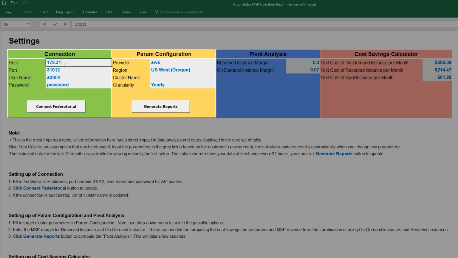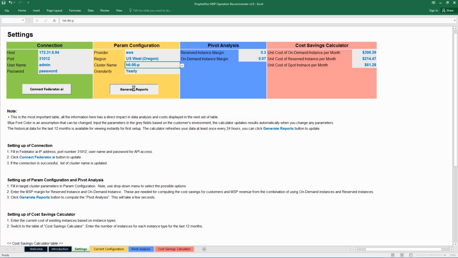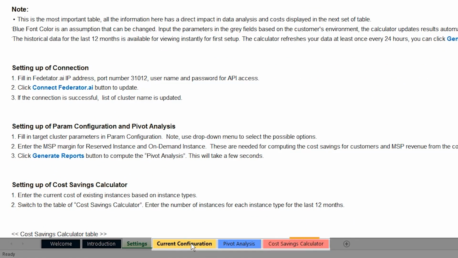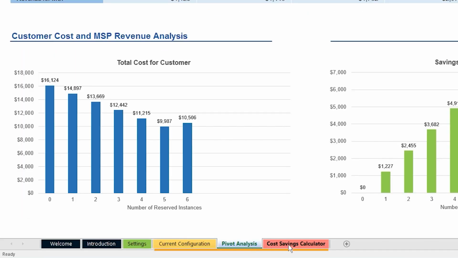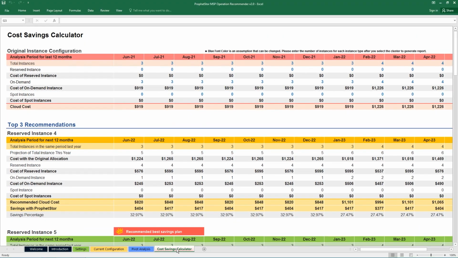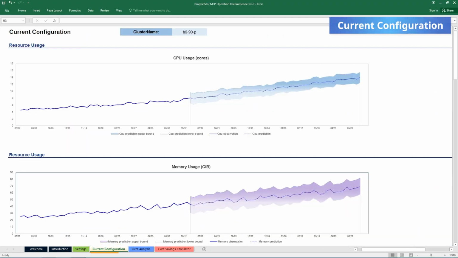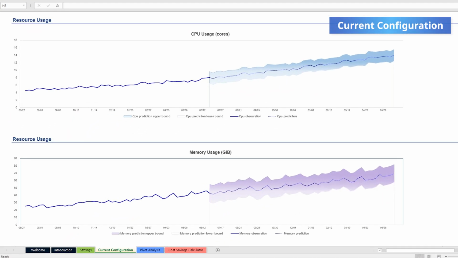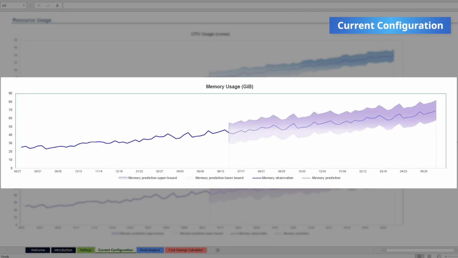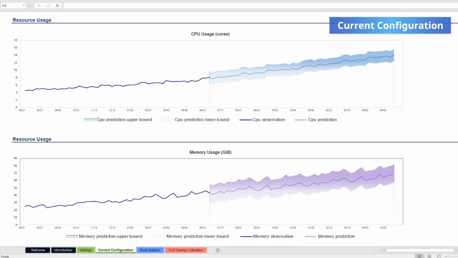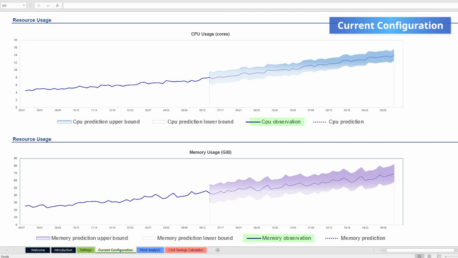Enter connection information and other parameters in the settings of the Excel spreadsheet to make a connection to the Federator.ai and retrieve recommendations and cost savings analysis. The results will be displayed on 3 separate spreadsheets, including current configuration that displays the past and predicted CPU and memory usage of the cluster, and the number of cluster nodes for the previous 12 months and the next 12 months.